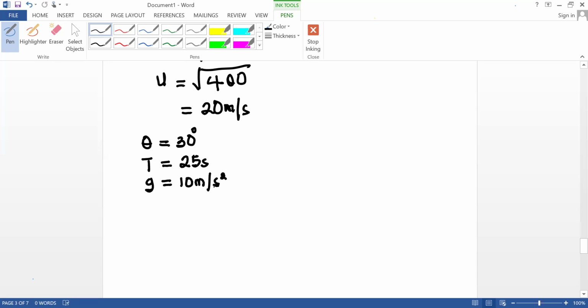J is 10 meters per second squared. Calculate the velocity of projection.